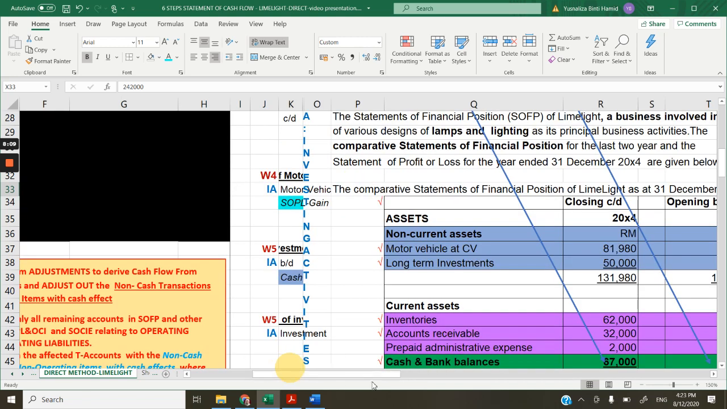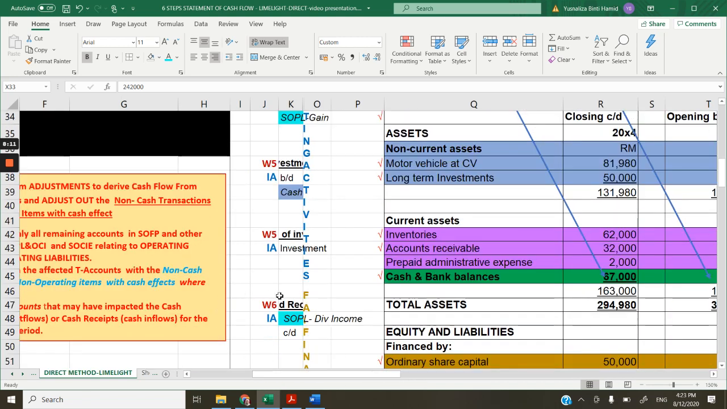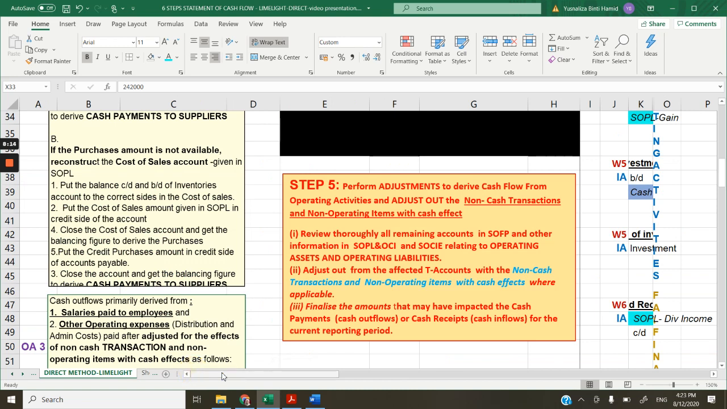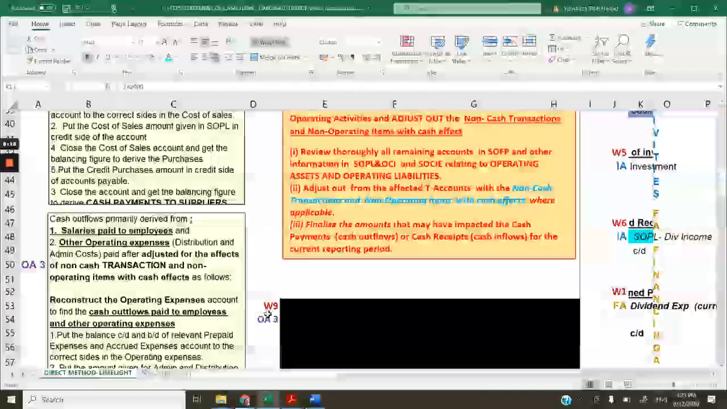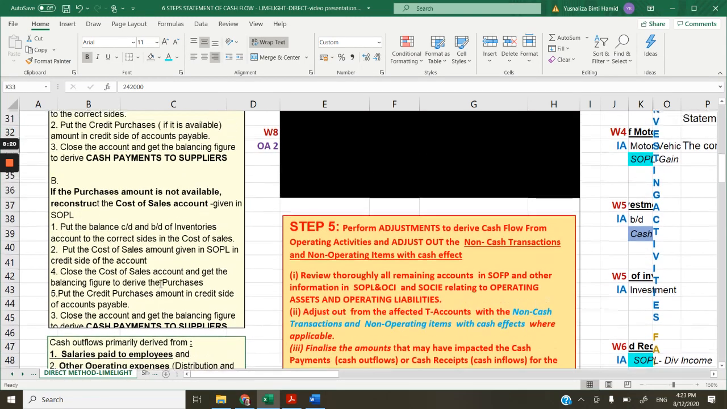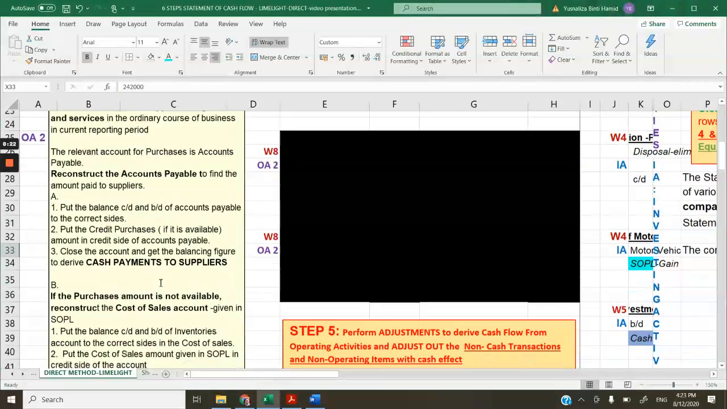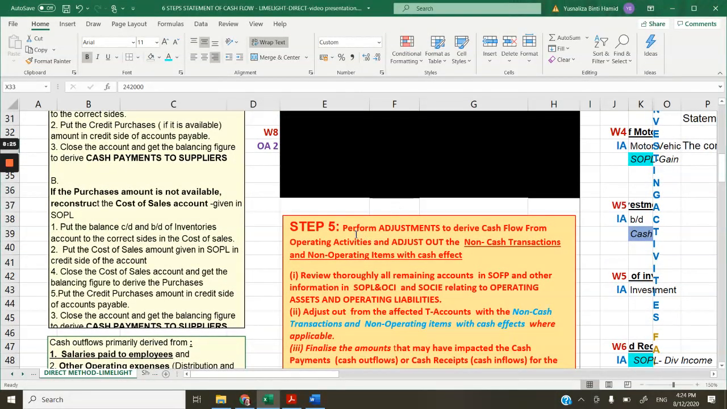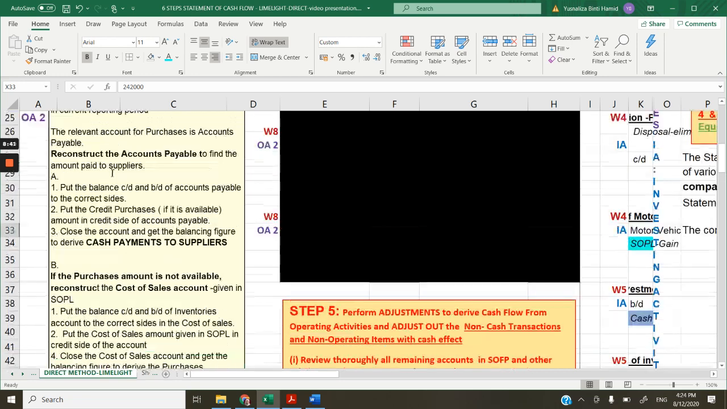Now we go to the second one, which is to find out what is your cash paid to your supplier. And we are now actually doing step 5. What is step 5? We are trying to perform adjustment to derive cash flow from operating activities, right? So when you do that, as I said, you need to review thoroughly all remaining accounts. So this is what we are doing. And now we are going to adjust the account to find the cash payments to supplier.